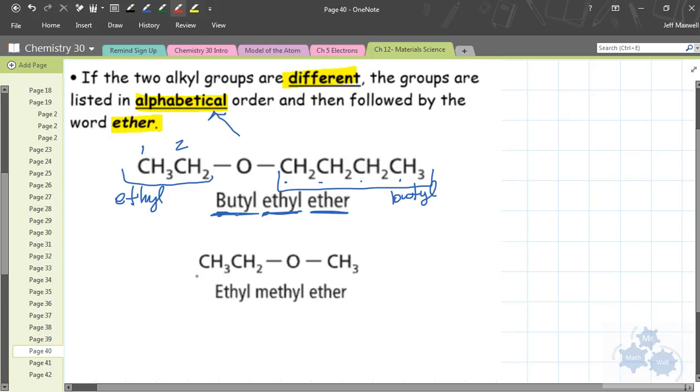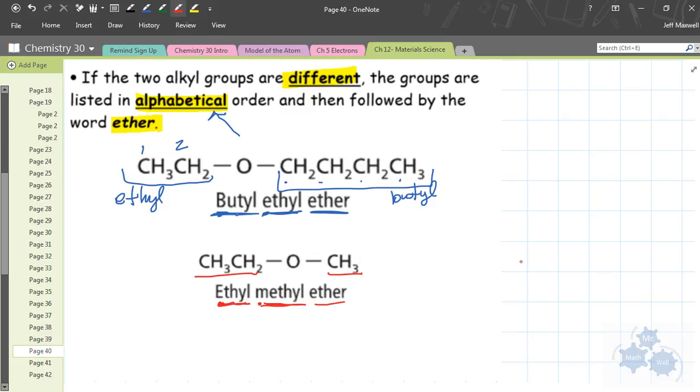Similarly, down here we have ethyl and methyl. So E comes before M in the alphabet. So this is ethyl methyl ether. You can get a pretty good tongue twister going, I'm sure, with this group. Butyl ethyl ether meets ethyl methyl ether.